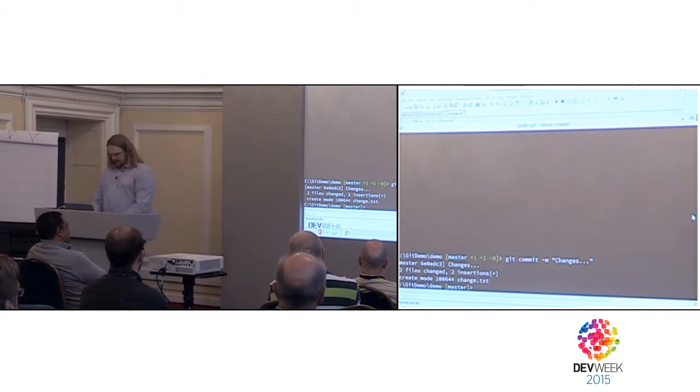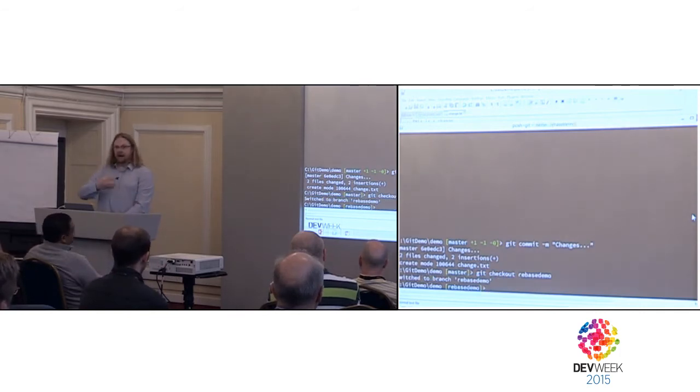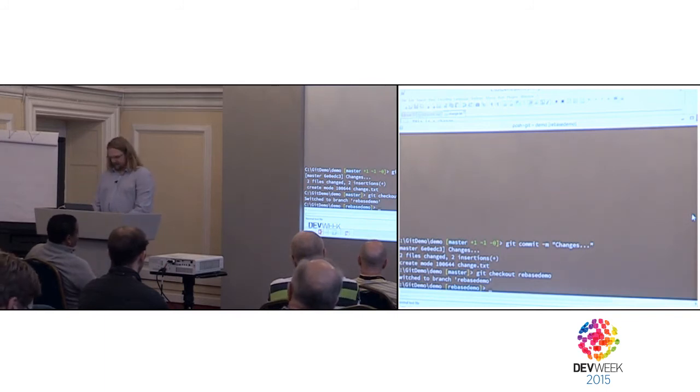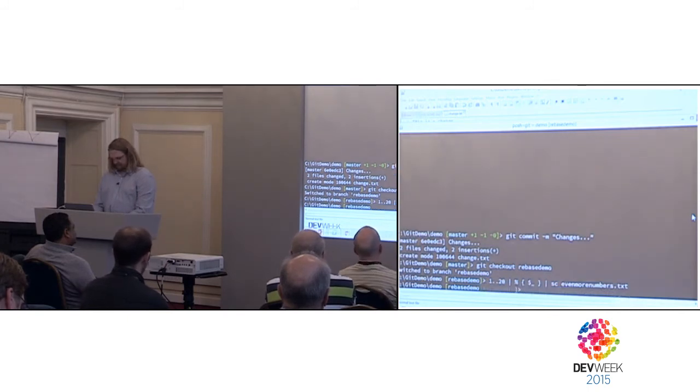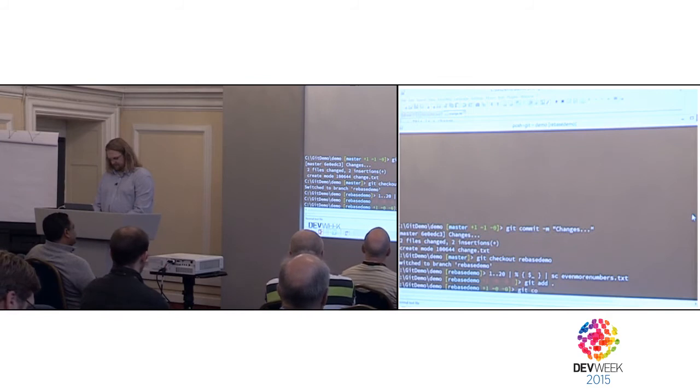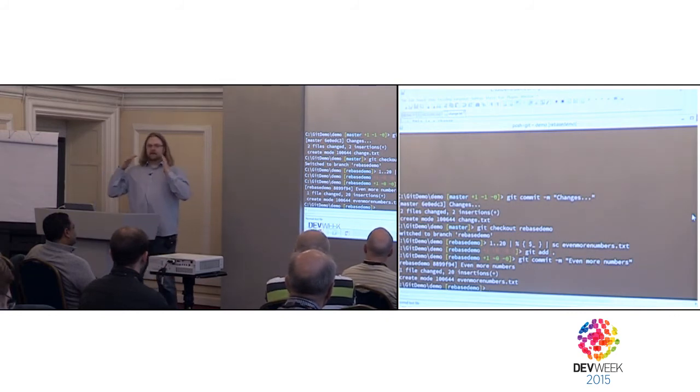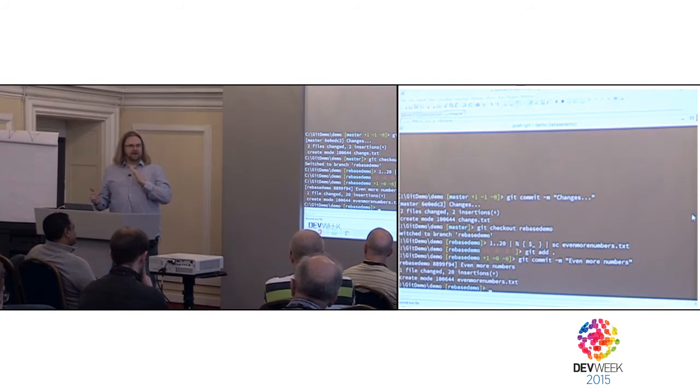So that's master moved on. Okay? So I'm now going to git checkout Rebase Demo. I'm now going to add another file. So let's just do another numbers one, that's easier. So if I check out back onto master and merge that branch, I'm going to end up with a merge point. Yes? Because the two have moved on.